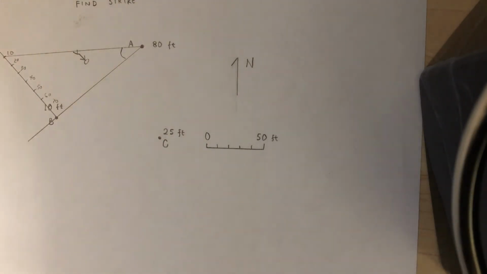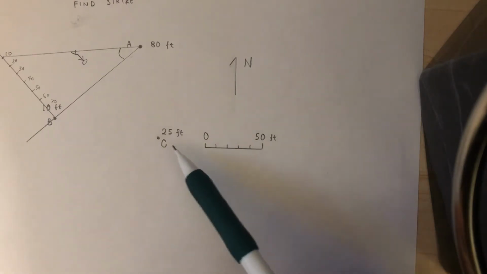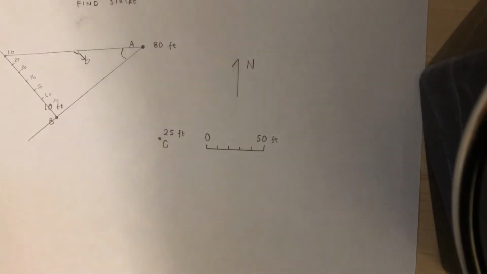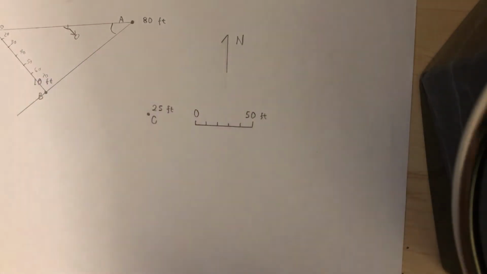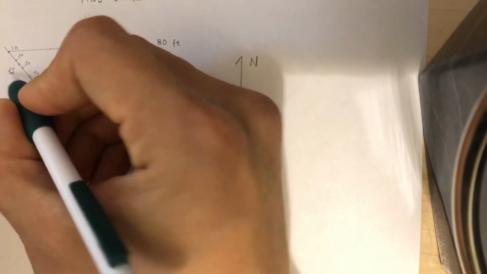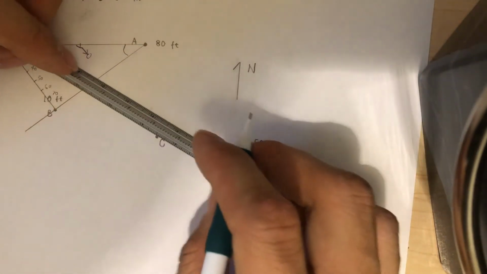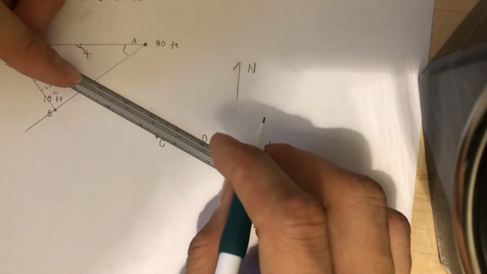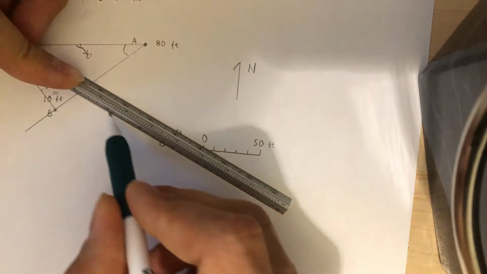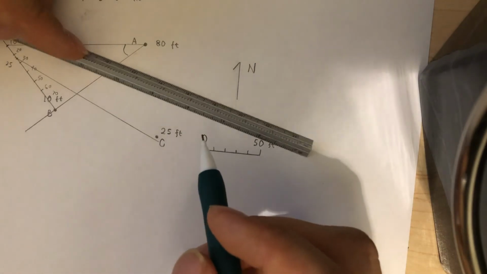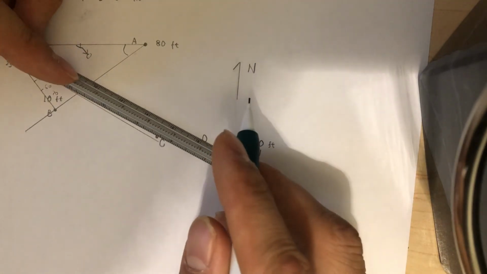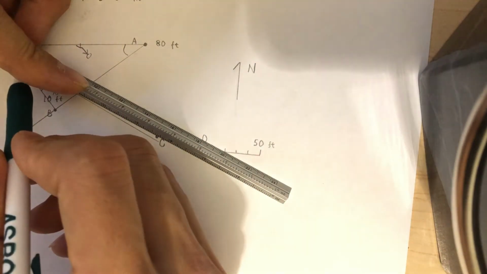Alright, well, I've got this point here at 25, and I want to find the strike. I could basically just take this line that I just made, find 25 on here, which is about right there, and connect these two. Well, not quite the straightest line. Let me redo that. There we go, that's a lot better.